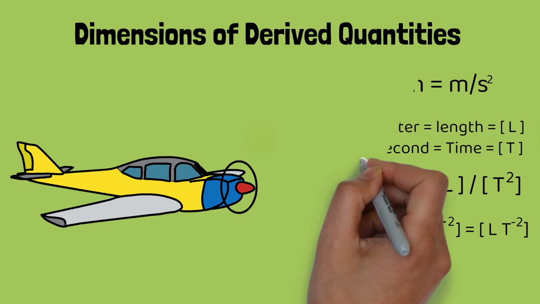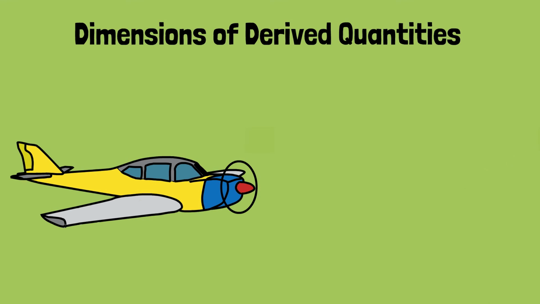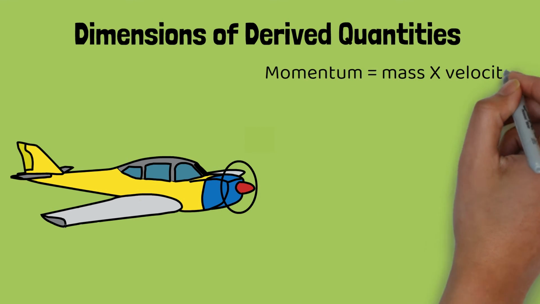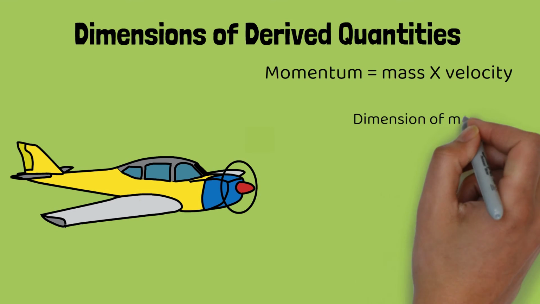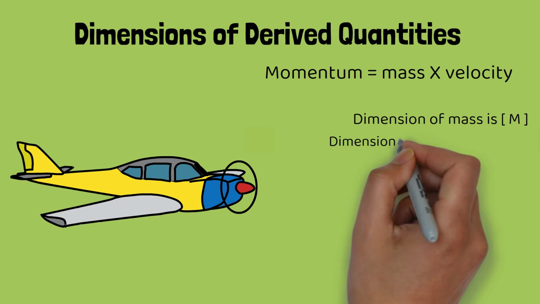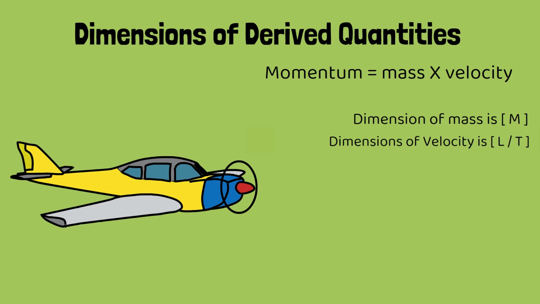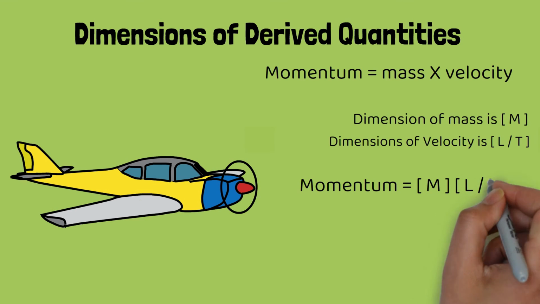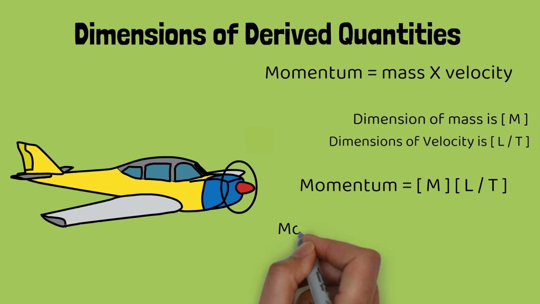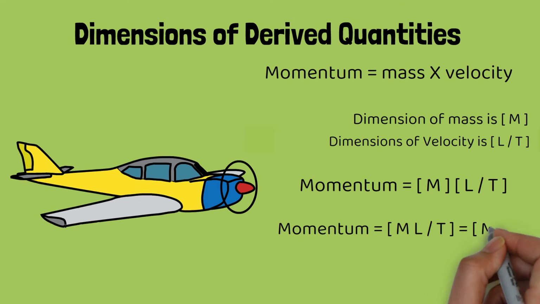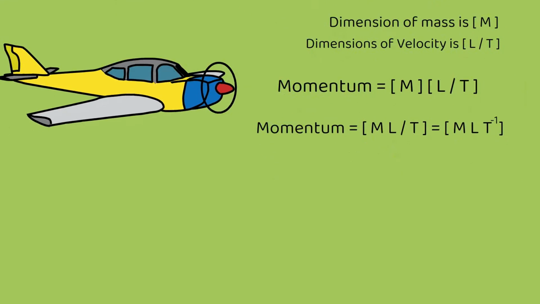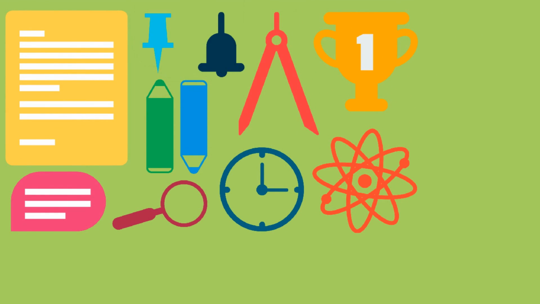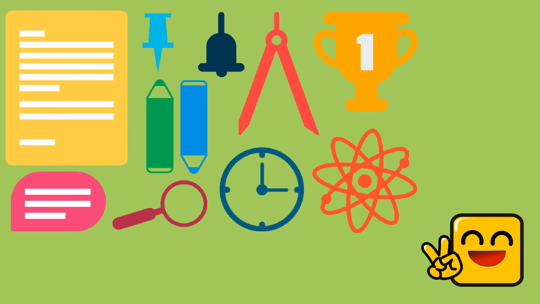For further understanding and practice, let's find dimensions of other quantities such as momentum. The basic formula of momentum is mass into velocity. The dimension of mass is M and the dimension of velocity is L over T. Now put the dimensions in place of the quantities, so finally we will get the dimension of momentum as ML over T or MLT^-1. We hope you can find the dimensions of any quantity with the help of our described method.